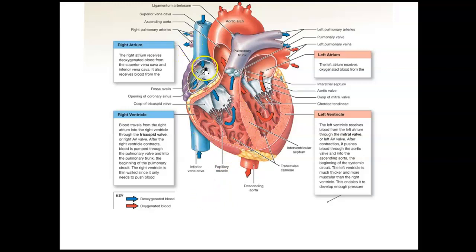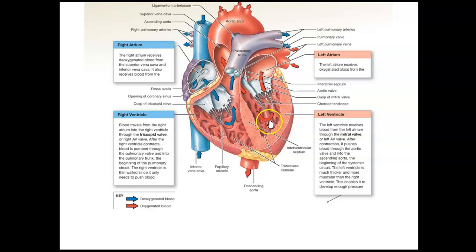All right, so oxygen poor blood, starting in the right atrium, is going to flow through the tricuspid valve into the right ventricle. Right atrium, tricuspid valve, right ventricle. Right ventricle is going to pump the blood through the pulmonary valve, pulmonary trunk, pulmonary arteries to the lungs. And then it's going to pick up oxygen and come back to the heart through the pulmonary veins into the left atrium. Next, the blood is going to move through the bicuspid or mitral valve into the left ventricle.